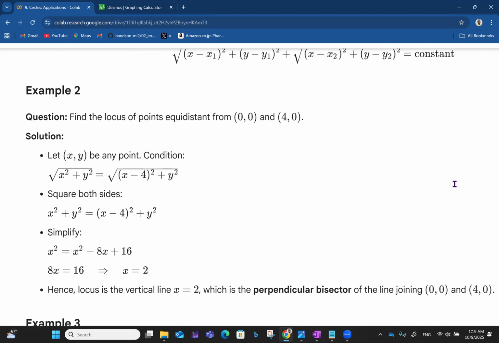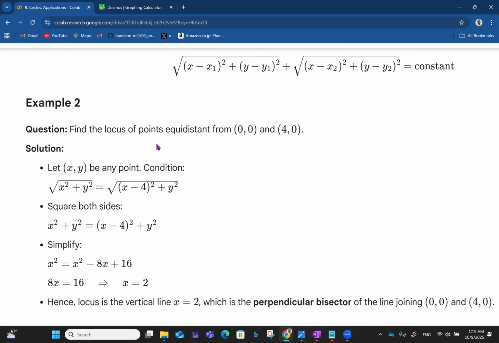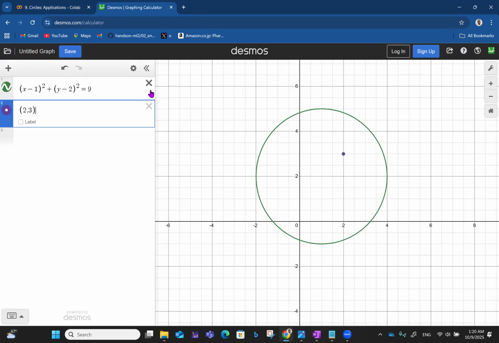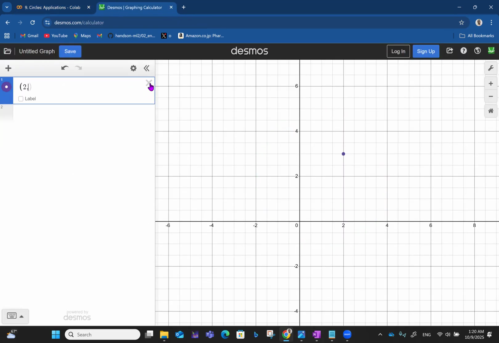Then let's take an example. Find the locus of points equidistant from (0, 0) and (4, 0). In that case, the locus of points always equidistant from two fixed points will always be the perpendicular bisector of the segment joining them. So imagine that we have (0, 0) and then (4, 0).